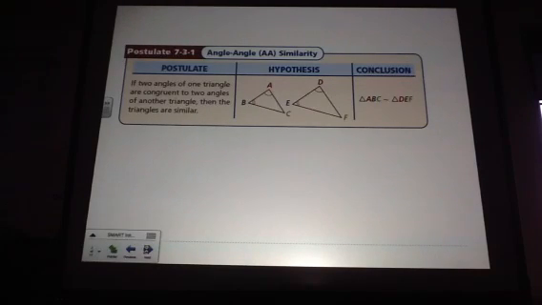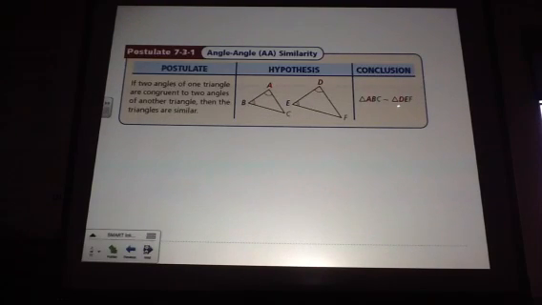Okay, our first theorem, angle-angle similarity. If two angles of one triangle are congruent to two angles of another triangle, then the triangles are similar. So what you have here is angle A and angle D congruent because of the markings, angle B and angle E congruent because of the markings. Therefore, you know that triangle ABC is similar to triangle DEF.